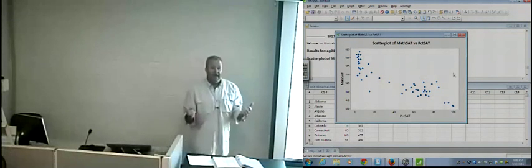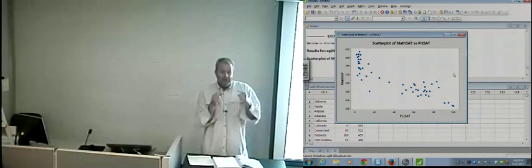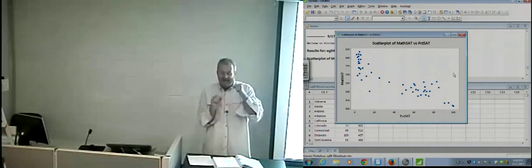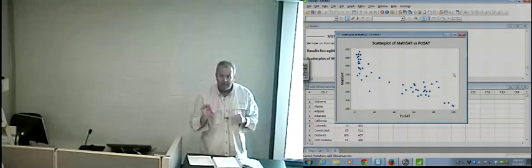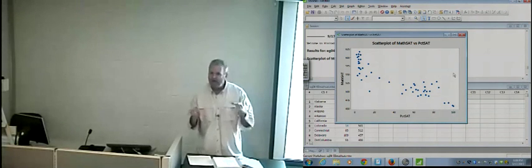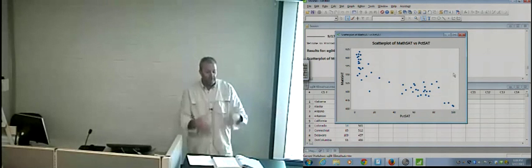The only way you would have fewer dots than you have individuals is if you had two individuals in your data set that had the exact same X and the exact same Y. You'd get one dot for both of them, agreed? That's the only way. If not, the number of dots matches the number of individuals.